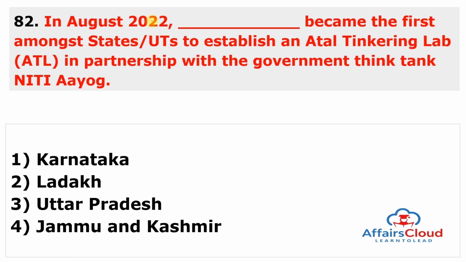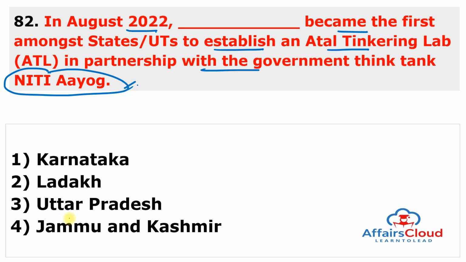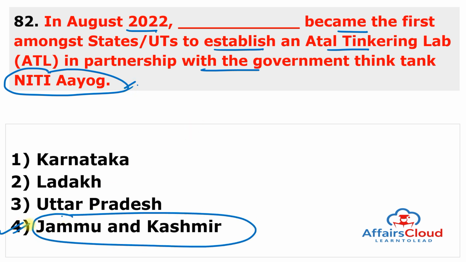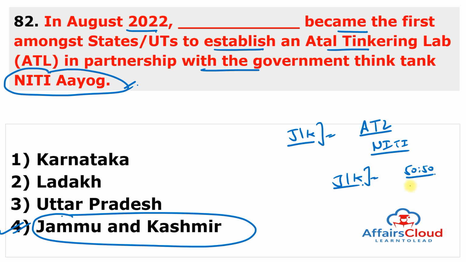Next question is, in August 2022, which became the first among US states or union territories to establish an Atal Tinkering Lab in partnership with the government think tank Niti Aayog or National Institution for Transforming India? And this is the Union Territory of Jammu and Kashmir. So the answer of this question is 4. So the Union Territory of Jammu and Kashmir became the first among states and union territories to establish an Atal Tinkering Lab in partnership with the Niti Aayog. And Niti Aayog will replicate the Jammu and Kashmir model of Atal Tinkering Lab to all parts of India on a 50:50 cost sharing basis.